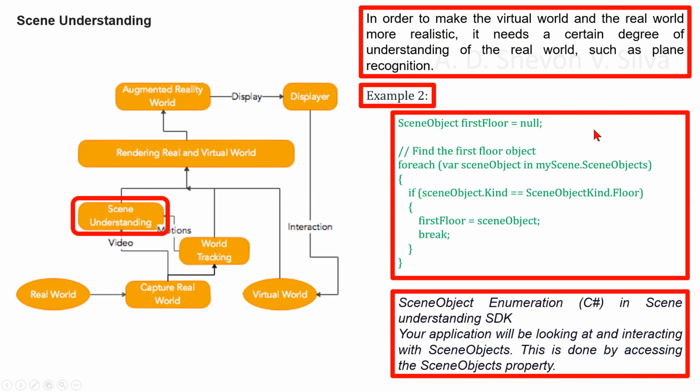As example 2, we can consider scene object enumeration in C# in the scene understanding SDK. Now your application will be looking at and interacting with scene objects. This is done by accessing the scene objects property.